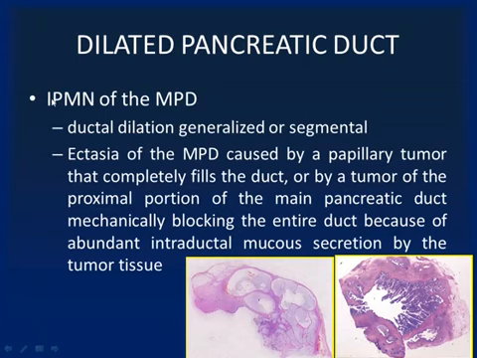In cases of IPMN, we have ductal dilatation, which can be generalized or segmental. The ectasia is caused by a papillary tumor like this one that completely fills the duct, or by a tumor in the proximal portion of the main pancreatic duct, mechanically blocking the entire duct because it is filled by mucus secretion.